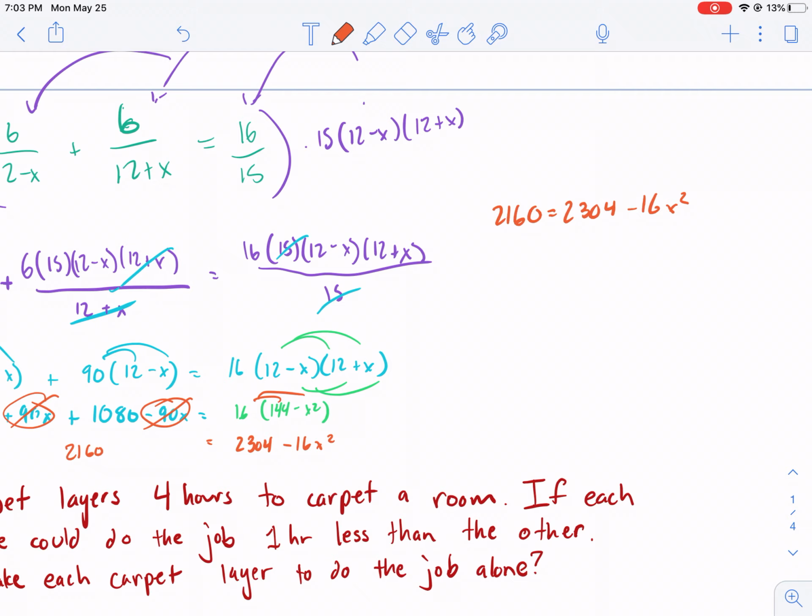So we need to get everything over to one side. I'm going to move everything away from the 16x squared, so I'm going to subtract 2304 from both sides. 2160 minus 2304 gives negative 144, which equals negative 16x squared. I divide by negative 16, and I get positive 9 equals x squared. So then I get plus or minus 3 equals x.